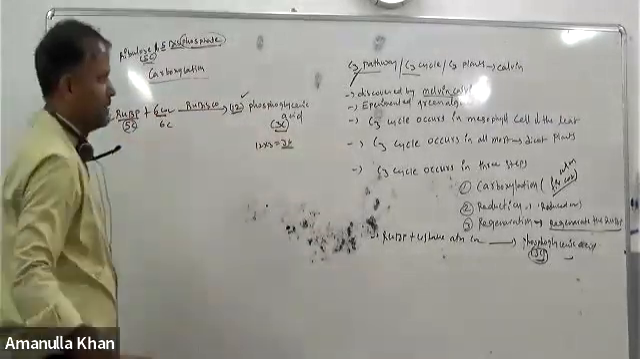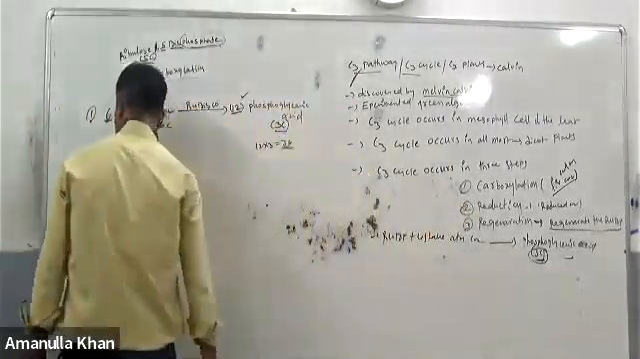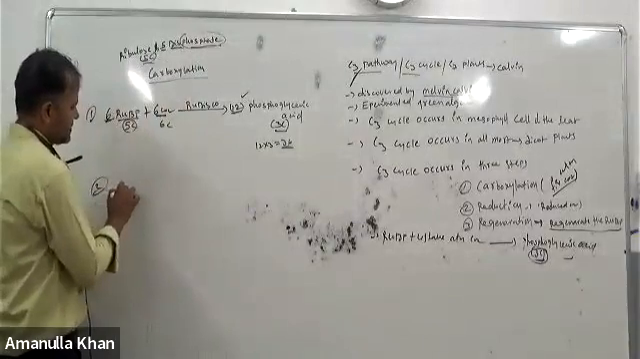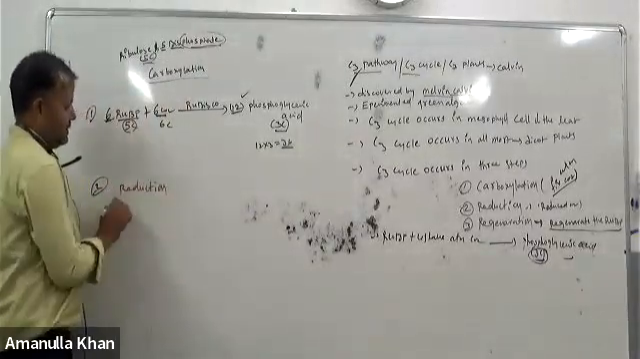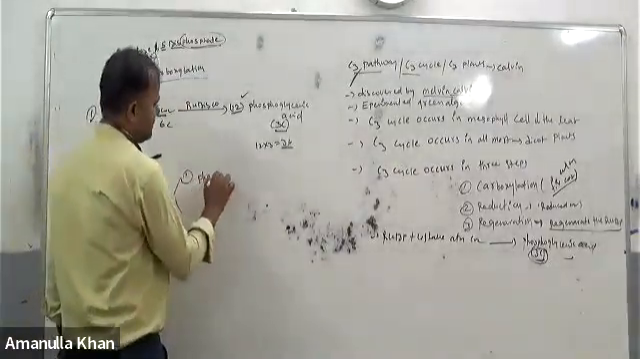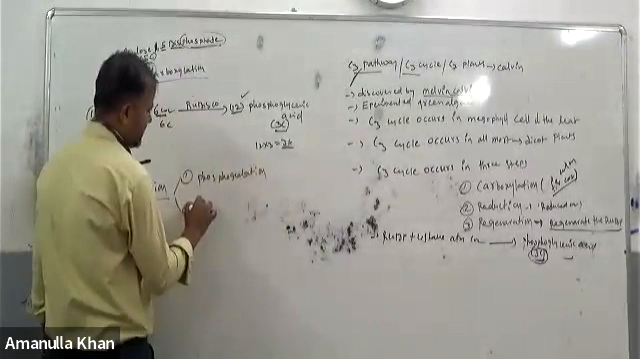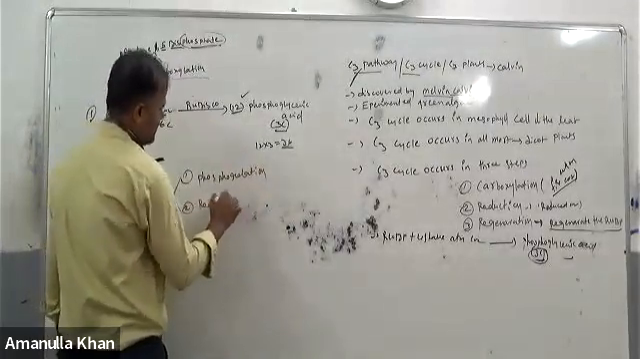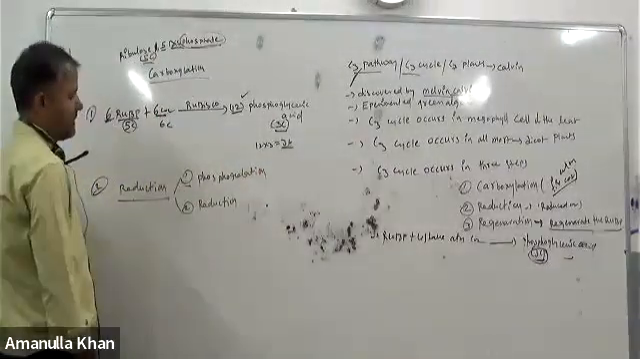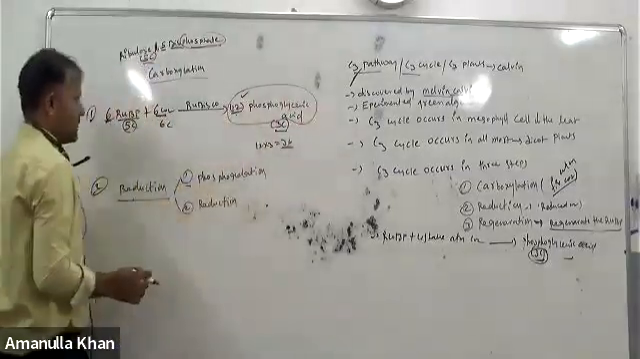Then step 2. Step 2 is reduction. In the reduction I have 2 sub-steps. Sub-step 1 is phosphorylation. Sub-step 2 is actual reduction. In the reduction, sub-step 1 is phosphorylation. Here, how many molecules of phosphoglyceric acid were formed? 12 molecules of phosphoglyceric acid.